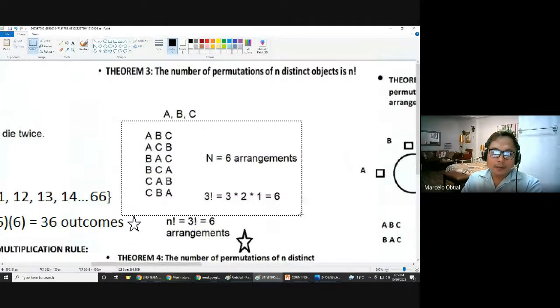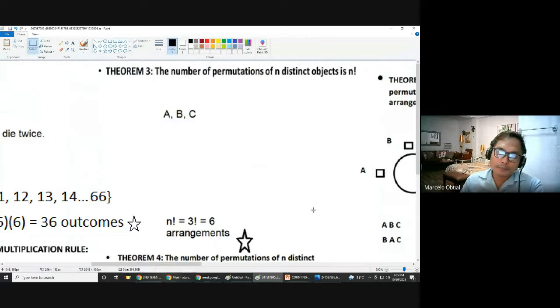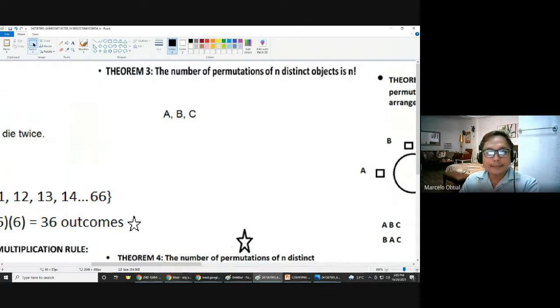Okay, I will erase muna. Helen, nandyan ka na? Can you look at the screen, Helen? Yes, sir. For example, Helen, may 3 tao. There are 3 persons here. Let us name them person A, person B, person C. There are 3 seats, upuan, chairs. In how many ways can you arrange them?